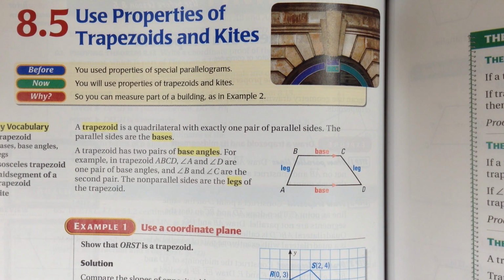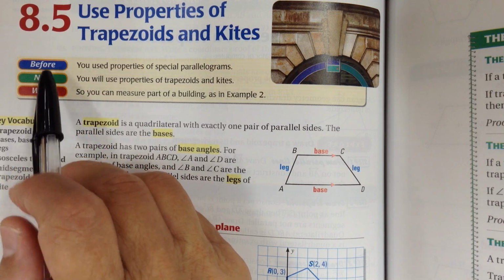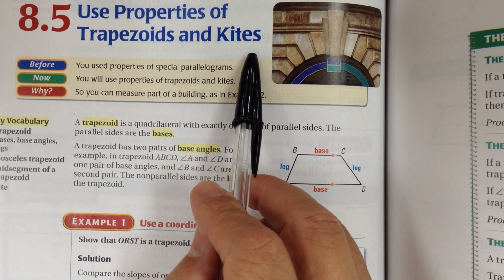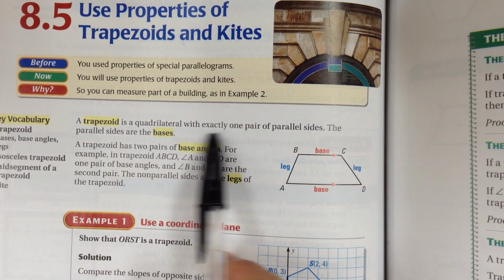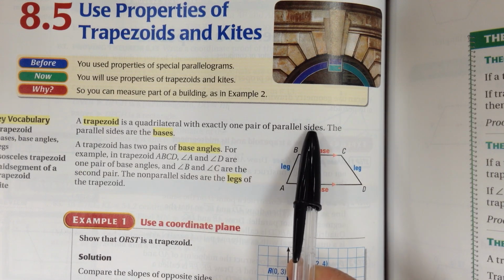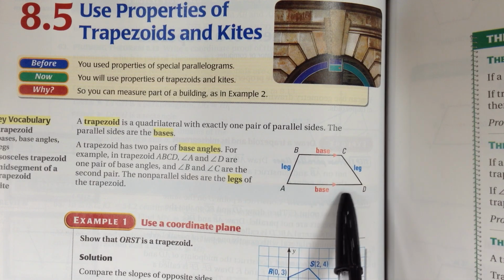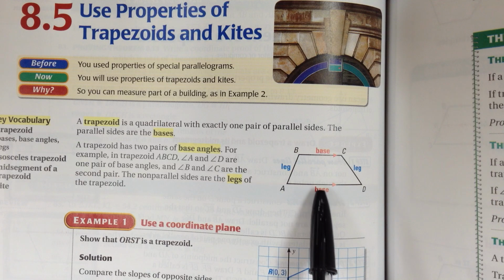Let's go to page 542, and this is lesson 8.5. This lesson is to use properties of trapezoids and kites. A trapezoid is a quadrilateral with exactly one pair of parallel sides. The parallel sides are the bases. So a quadrilateral with one pair of parallel sides is a trapezoid.